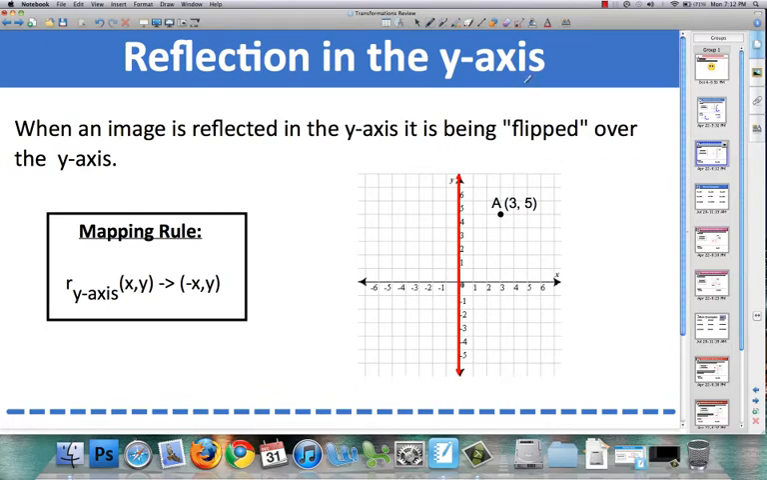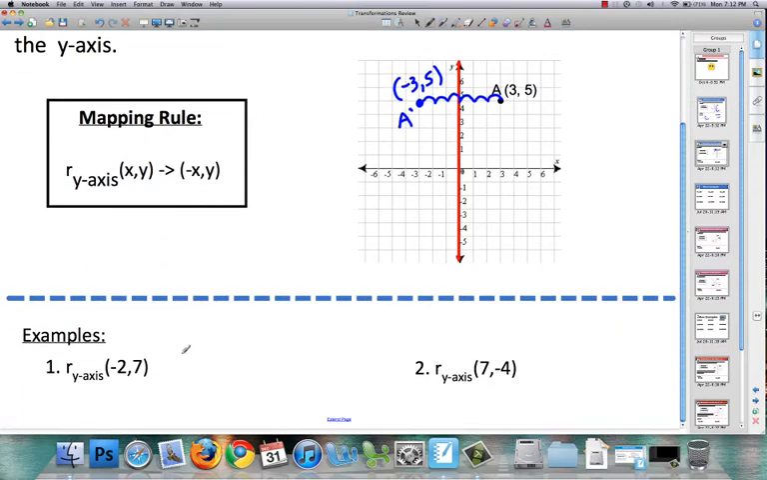So here's if you're reflecting it over the y-axis. Once again, if you forget your rule, sketch it out and then count. 1, 2, 3. This point is 3 away from the y-axis, so we're going to go 3 the other way. 1, 2, 3. This point here, A prime, is negative 3, 5. And again, you can sketch it out, but why don't we just use our rule in this case? This would be 2, 7. This would be negative 7, negative 4.